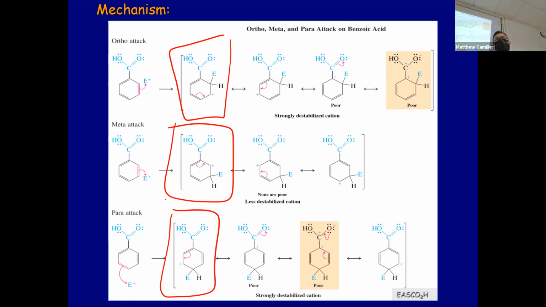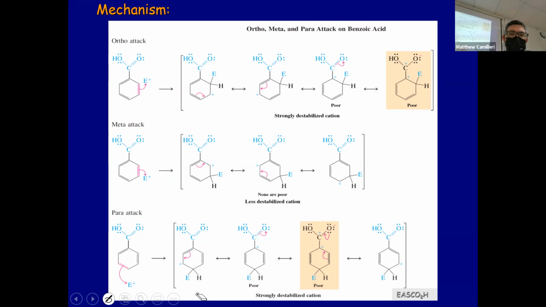Always starting with the same thing. Always starting with the same item. Once you add the electrophile onto each position, then see the resonance forms. Okay? And the resonance forms will clearly show which one is going to be the most stable. Now, this is why I told you before, pay attention with the numbers. It is a good indication, but here it won't work.